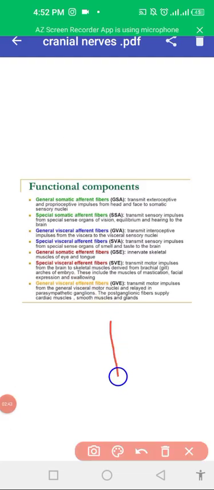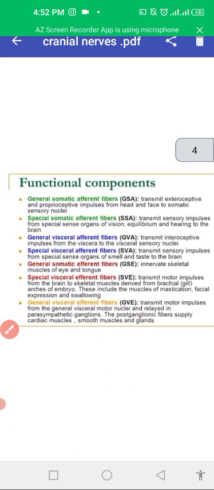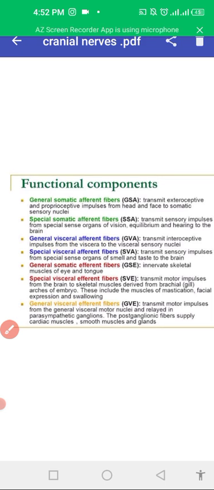These all are components of these somatic fibers, like general somatic afferent fibers and general somatic efferent fibers, visceral afferent fibers, and visceral efferent fibers. So different fibers carry different information.